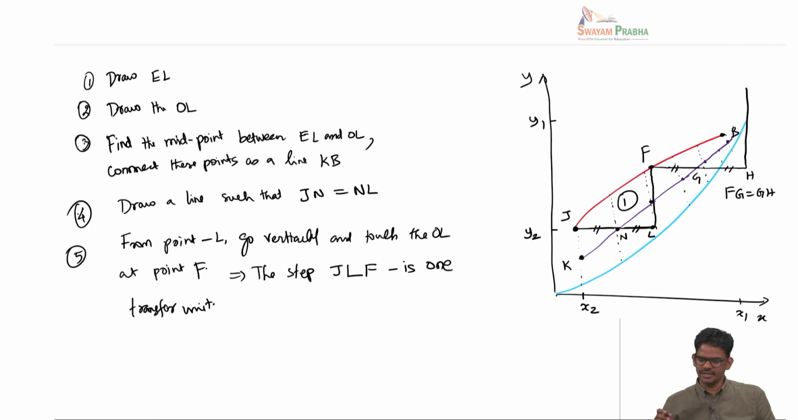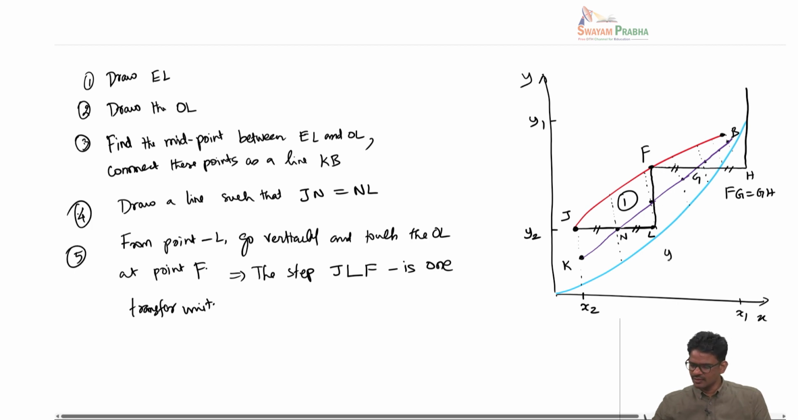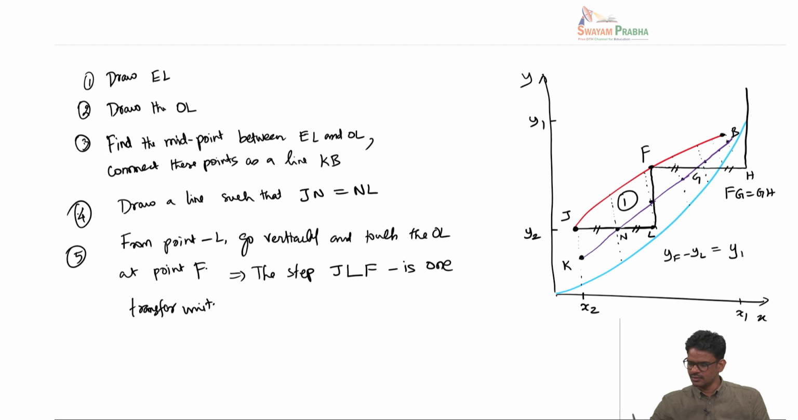Why we have done this is because in this approach, in one step, the average composition change, YF minus YL, is the composition change along the operating line, and that is equal to YF minus YL, the average driving force for mass transfer. The actual composition change is YF minus YL.